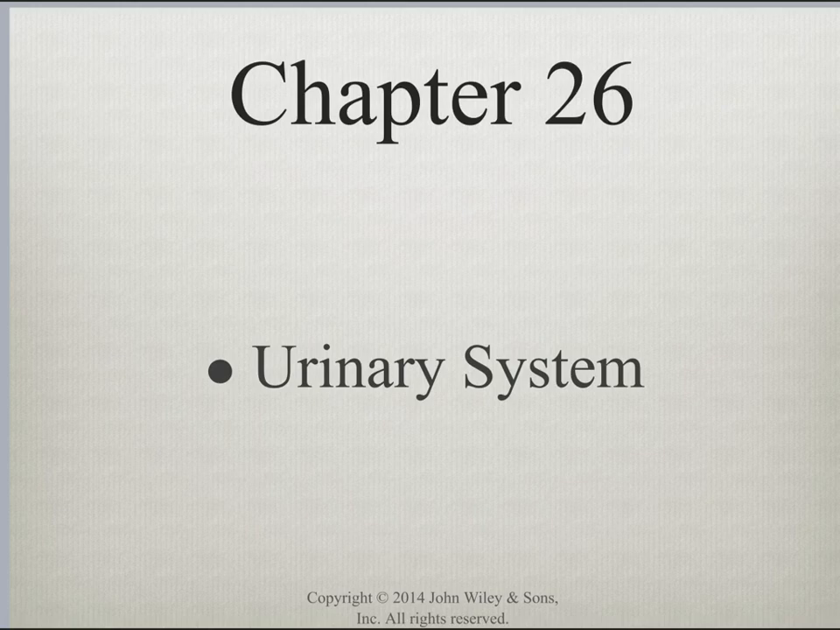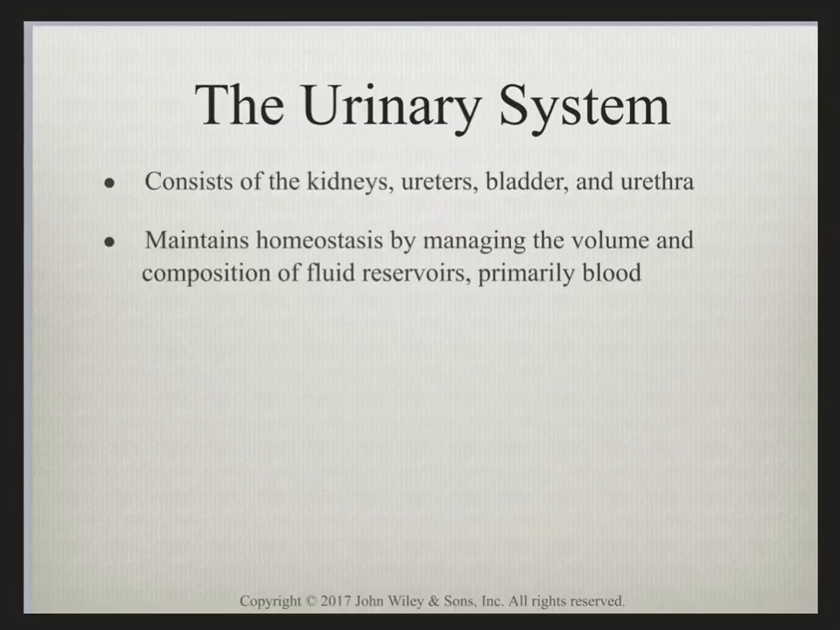This lecture is going to cover the urinary system. This is going to be the first part of a two-part lecture. As we have done with our other systems, we're going to look at the who, the what, the where, the when, the why, the how of this system.